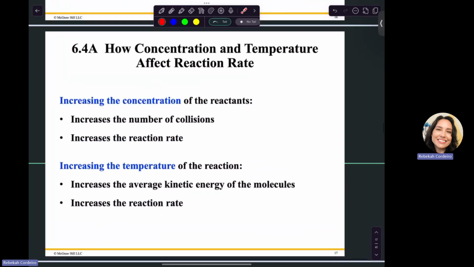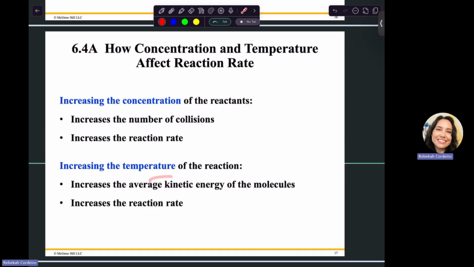How can concentration and temperature affect reaction rate? You already know this stuff. Increasing the concentration of the reactants increases the number of collisions and increases the reaction rate overall, because there's just more collisions to be had. So imagine if I'm trying to get certain molecules to collide, if I put more in there, they're more likely to collide, right? If I put more cars on the road, we're more likely to have accidents because there's more cars on the road.